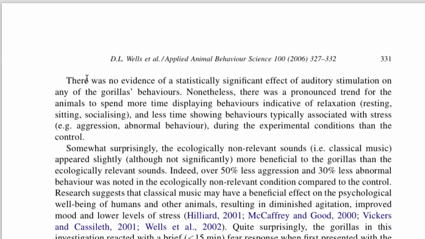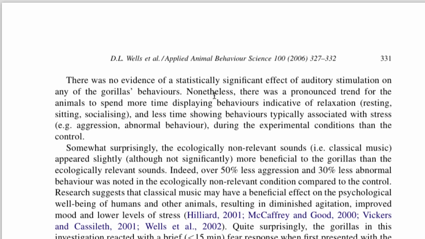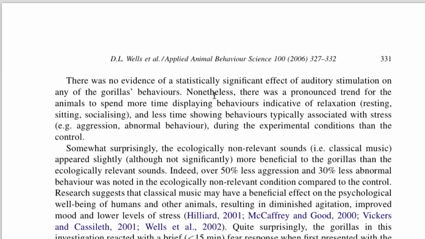Okay, now these are the facts of their study. There was no evidence of a statistically significant effect. Okay, nonetheless, there was a pronounced trend for the animals to spend more time displaying behaviors indicative of relaxation. Yeah, there definitely was a trend, a pronounced trend, but not a statistically significant trend.